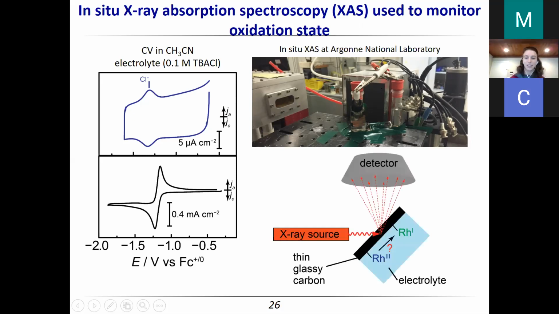It's easier to see in this cartoon. So at the working electrode, we are using the electrode as a window. At the energies that we're at, which are above 23,000 electron volts, the carbon is just going to be X-ray transparent. So we just functionalize one side of the carbon electrode, the side facing solution. We have the X-ray coming through the back, and then we're detecting.